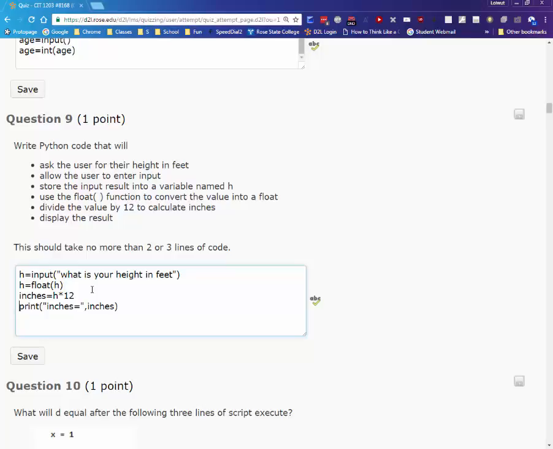Now here's something that I need to comment on, and it relates to how you're going to be able to get some points back on the exam if you missed any of these questions that rely upon this. If you have a statement like H is equal to H divided by 12, or H is equal to H times 12, you can express it in a sort of shortcut nomenclature where you do H divided by equal 12. That is the same thing as writing H is equal to H divided by 12. I believe that's called a compound operator.